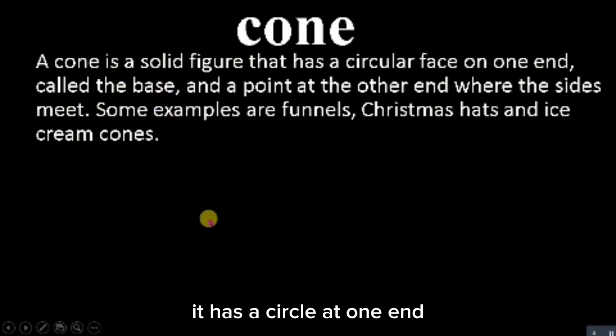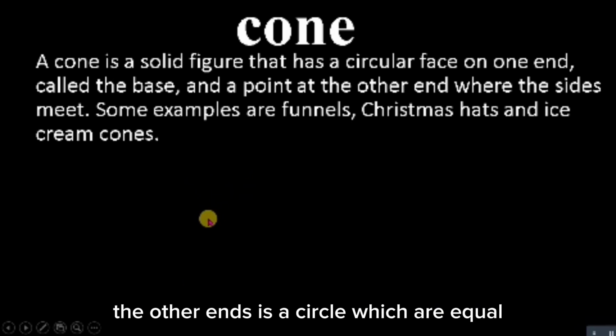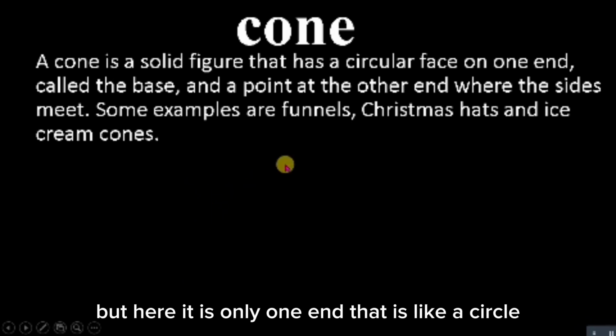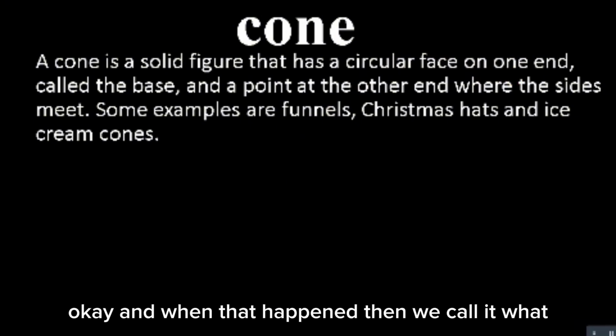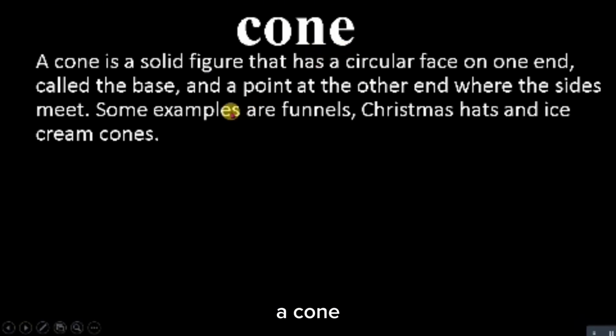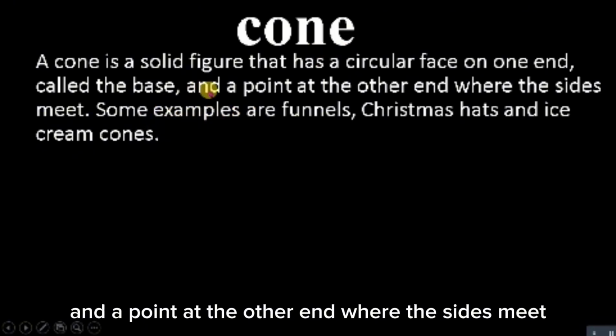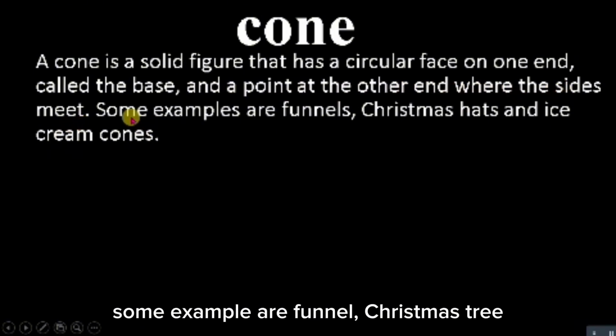So you know what a cylinder is? It has a circle at one end and a circle at the other end, which are equal. But here it is only one end that is a circle, and the other end is pointed. And when that happens, we call it a cone, with a point at the other end where the sides meet. Some examples are a finial, a Christmas tree, a heart, and an eye.